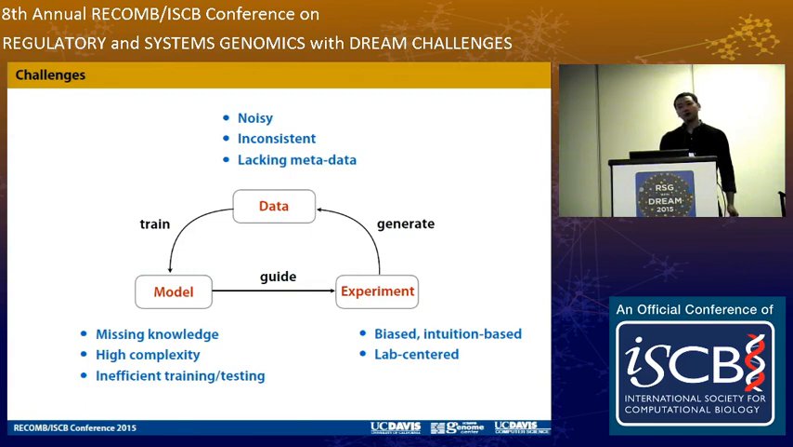We also have a modeling challenge. For example, we often have incomplete knowledge of an organism. E. coli, although it is known as one of the most well-characterized organisms, we still have incomplete knowledge of it. Also, model complexity is so high because there are so many biological parameters to fit. And the training and testing of such a model is tricky and inefficient, again because the model complexity is so high.